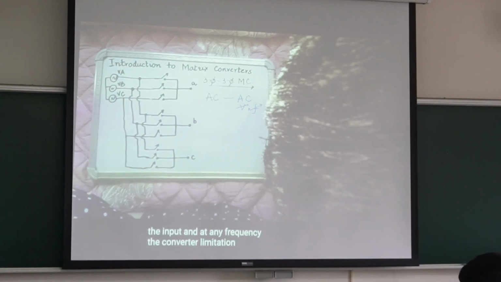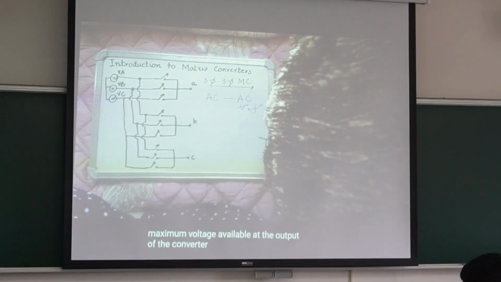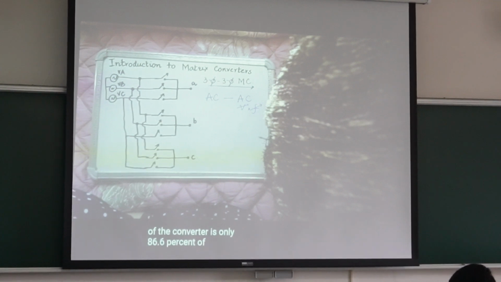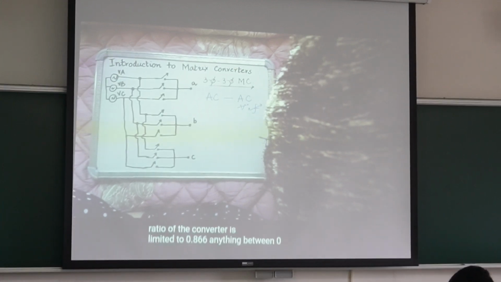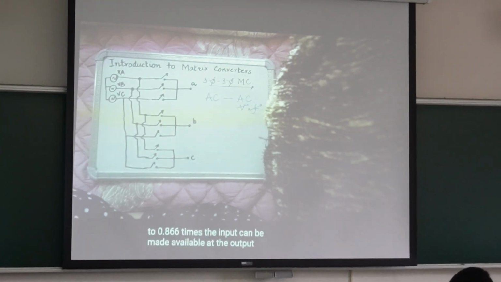Any frequency. The converter limitation is that the maximum voltage available at the output of the converter is only 86.6% of the input voltage. So the output maximum is 86.6%. Anything between 0 to 0.866 times the input can be made available at the output.